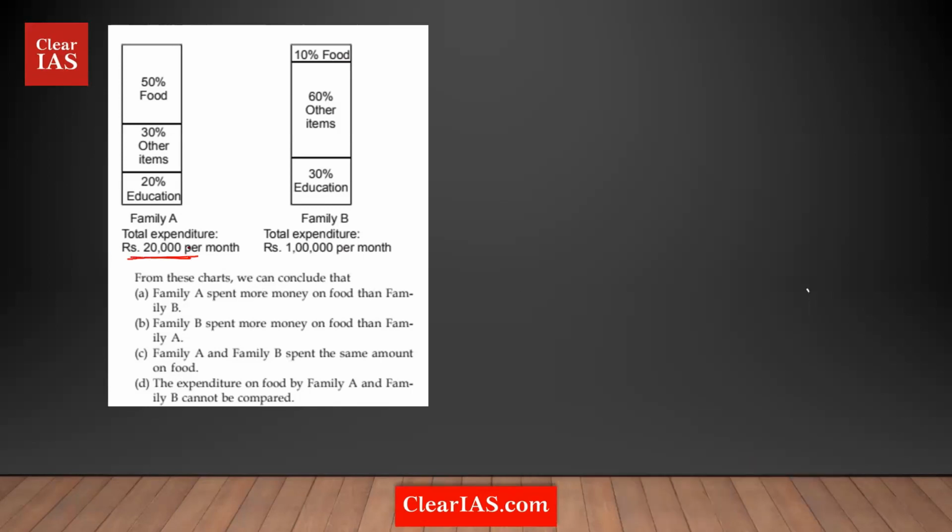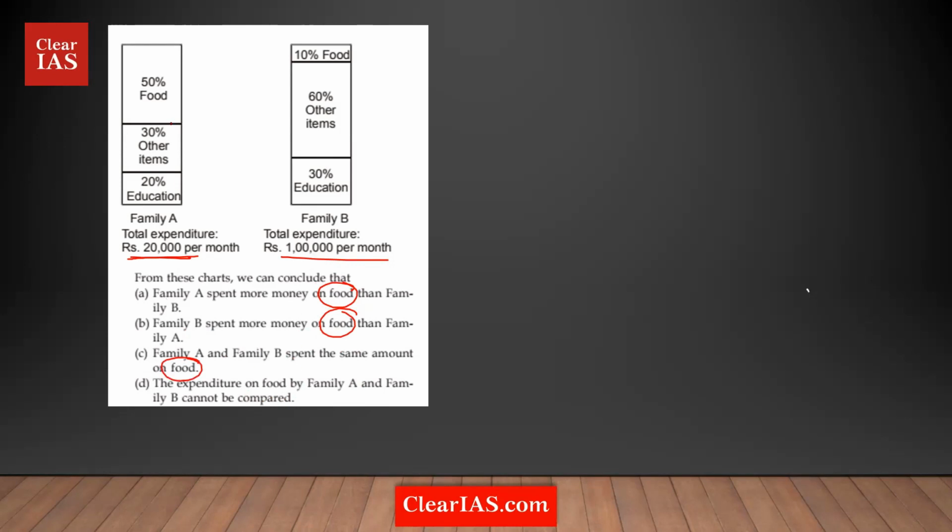So the expenditure of family A is 20,000 per month. For family B, the total expenditure is 1 lakh per month, right? From this chart, we can conclude that family A spends more money on food. You're comparing the food of family A and family B, right? Or family B spends more money on food. Or family A and B spend the same amount of money on food. Or the expenditure on food by family A and B cannot be compared. So it's all about food, right?